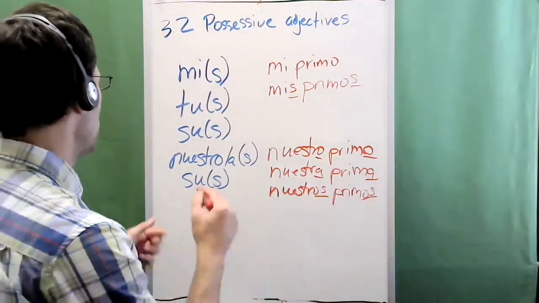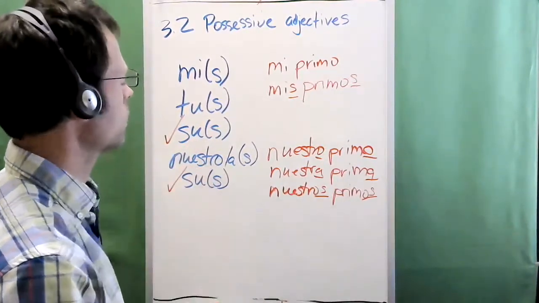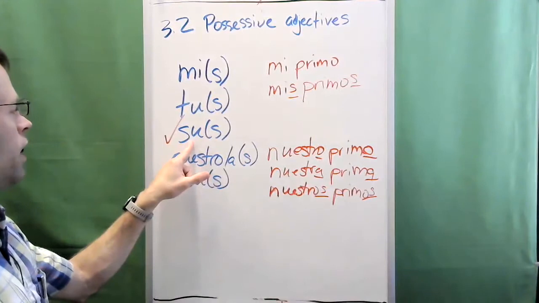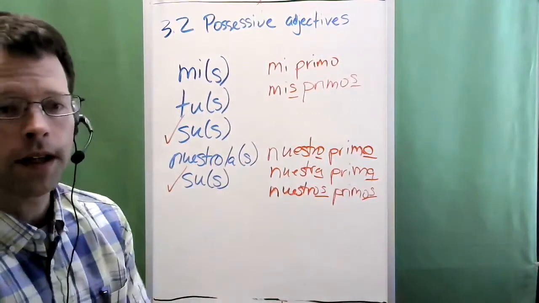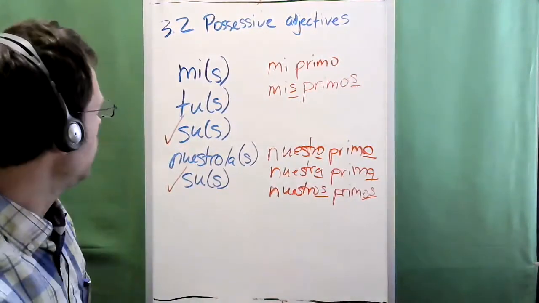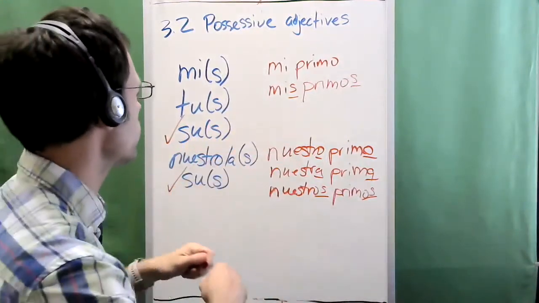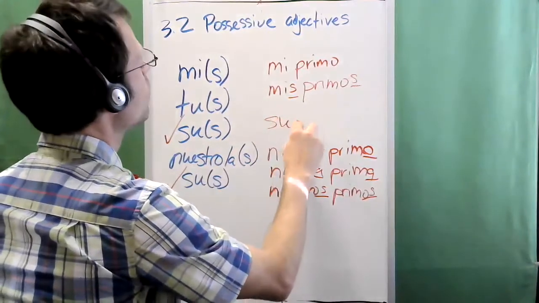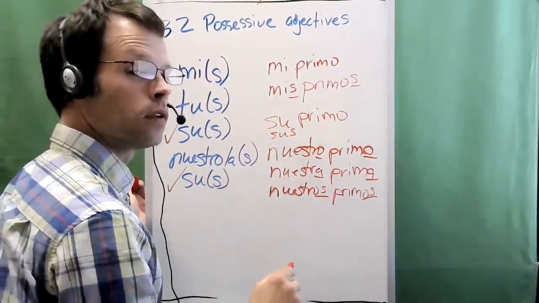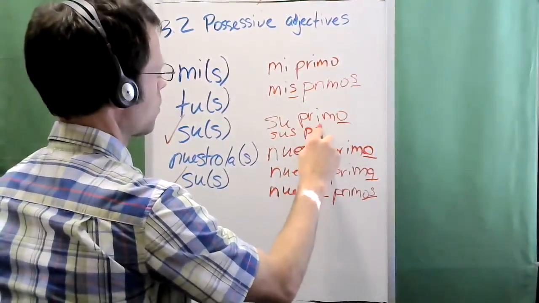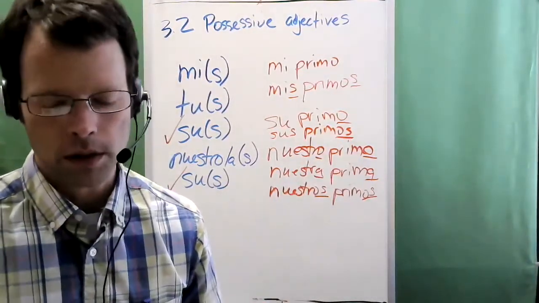And let's talk about something else that we have right here, which is the repetition of sus here and sus here. Since this can correspond to él, ella, or usted, and it can also correspond to ellos, ellas, or ustedes, it can mean quite a few things. And it becomes indefinite because it does not agree with those people. It agrees again with the thing possessed. Su primo, or sus, hopefully you can see what I'm writing there, primos. So it doesn't matter what it is, it must agree.